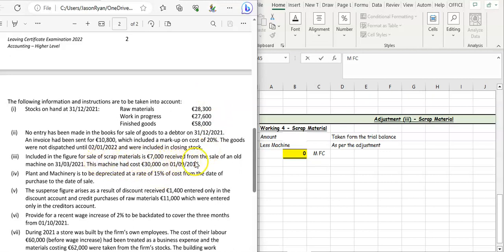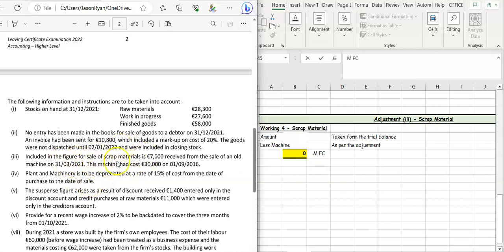Is 7,000 received from the sale of an old machinery. So we sold an old machinery, got 7,000 for it, and for some reason we've included that in the sale of scrap material. So we need to take that out of the sale of scrap material and use that 7,000, and this machinery cost 30,000, and use that 30,000 when you have to calculate the depreciation on the plant machinery, which is the next adjustment.